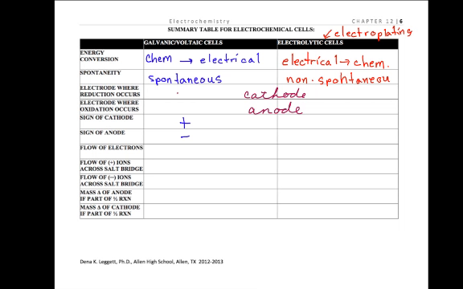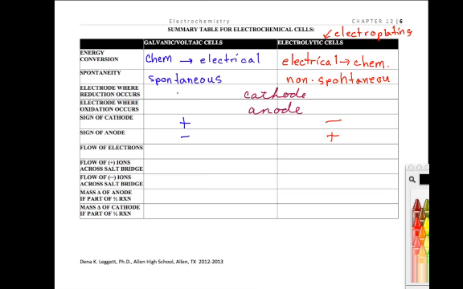Now, it's opposite in a non-spontaneous cell. What we have to do in an electrolytic cell is connect these to a power supply or a battery. So we have to push electrons in. So it's the opposite. It goes against its namesake. Cathodes are negative for non-spontaneous and anodes are positive. So you do need to either be able to conceptualize that or memorize that.